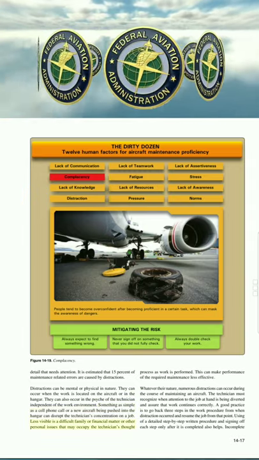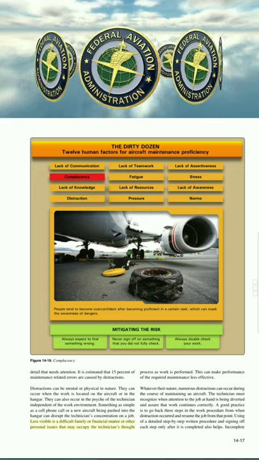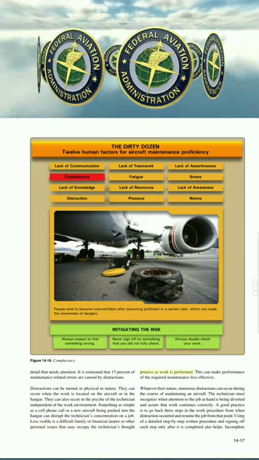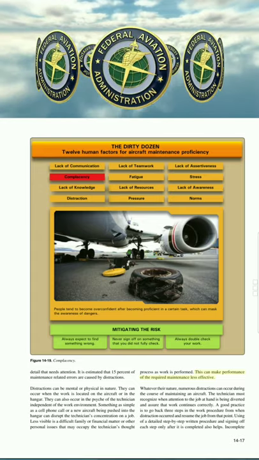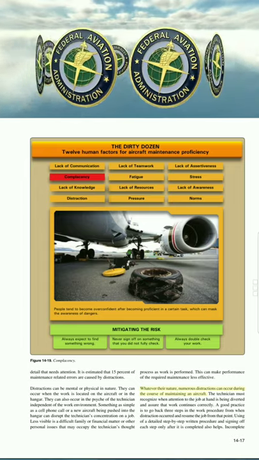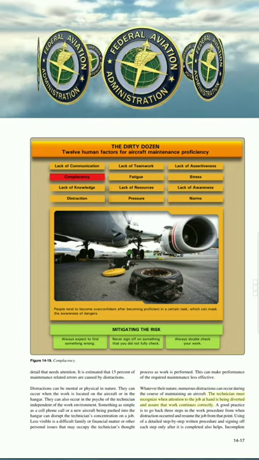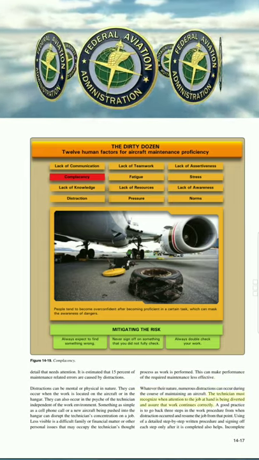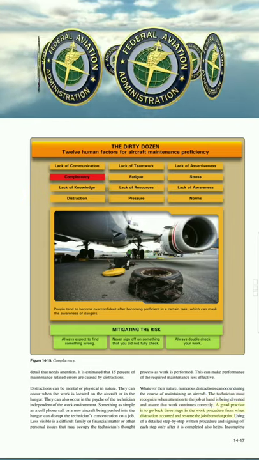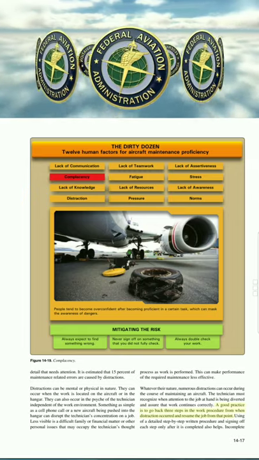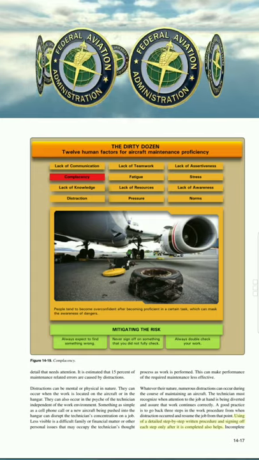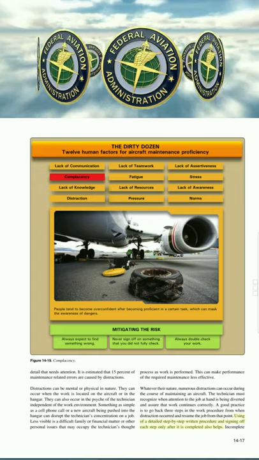Less visible is a difficult family or financial matter, or other personal issues that may occupy the technician's thought process as work is performed. This can make performance of the required maintenance less effective. Whatever their nature, numerous distractions can occur during the course of maintaining an aircraft. The technician must recognize when attention to the job at hand is being diverted and assure that work continues correctly. A good practice is to go back 3 steps in the work procedure from when the distraction occurred and resume the job from that point. Using a detailed step-by-step written procedure and signing off each step only after it is completed also helps.